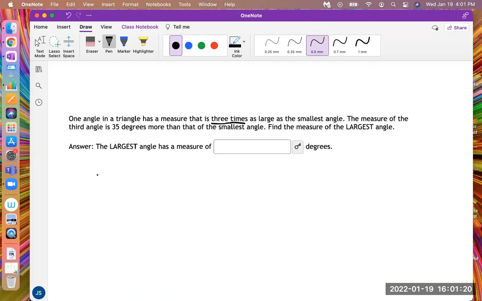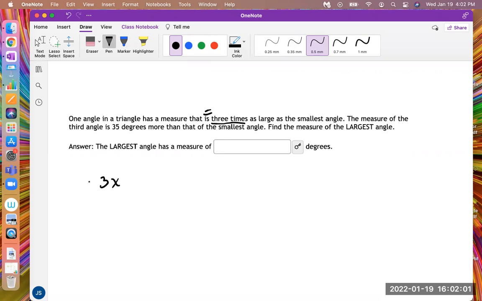First of all, I'll write 3x because I know 3 times a number is 3x. But I'm also going to define what x means. I just made up 3x, and it is correct, 3 times the number. But what does the x represent here? That's important too, and it's called defining our variables. One angle in a triangle has a measure that is equal to 3 times the smallest angle.